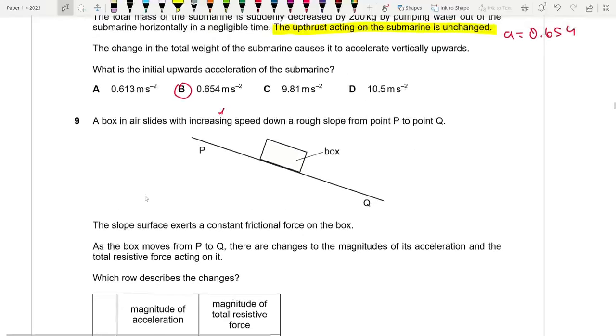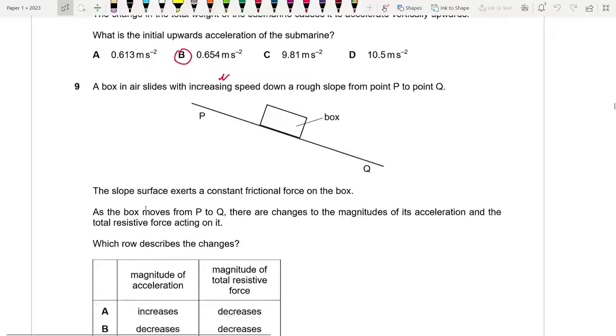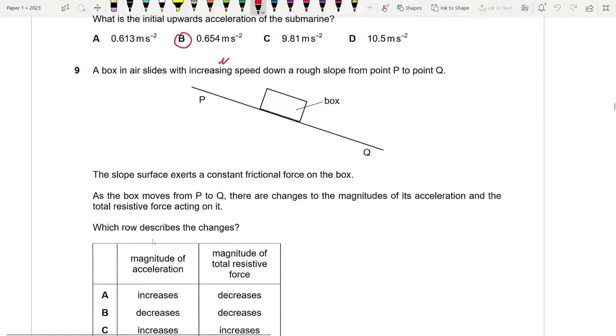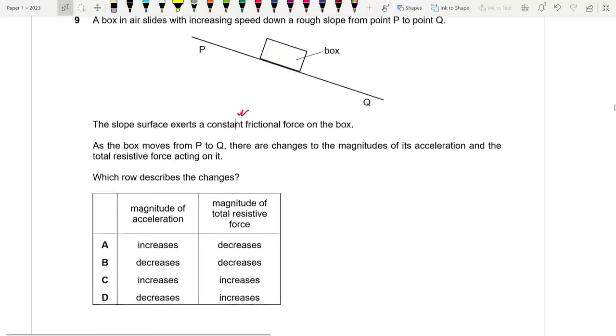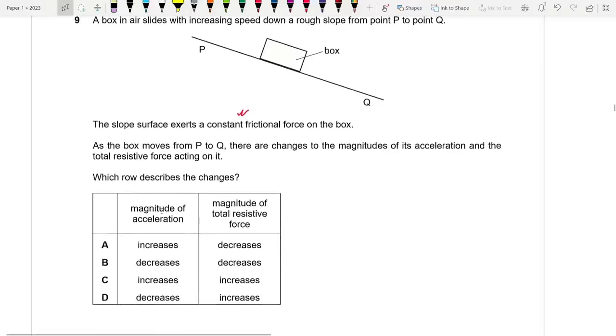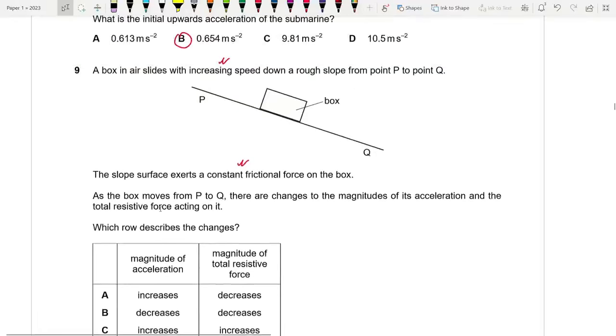So it is moving with increasing speed down a rough slope. The slope surface exerts constant frictional force. As the box moves from P to Q, there are changes in the magnitude of its acceleration and total resistive force. Okay, so what are the forces acting on our box, if you think about it?